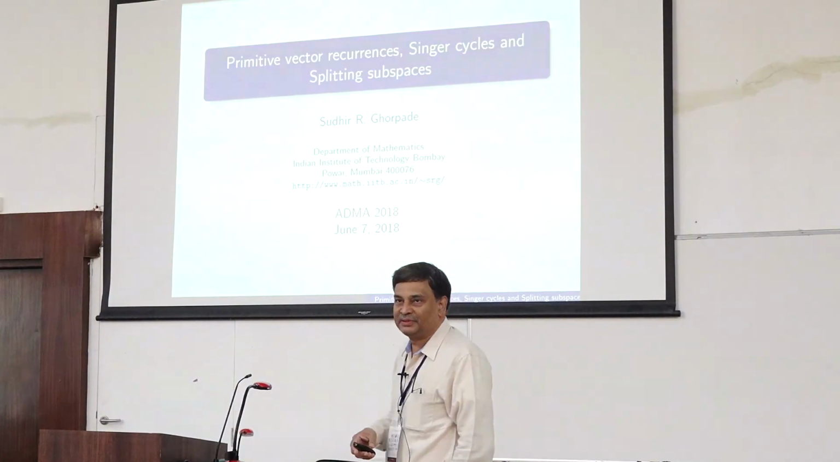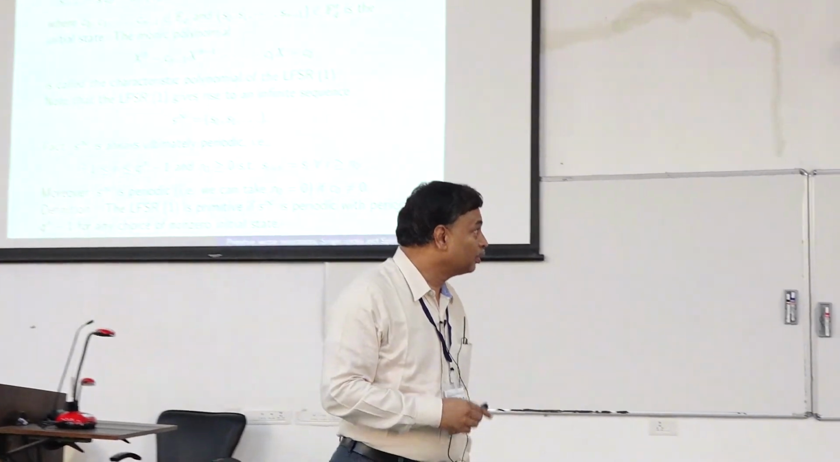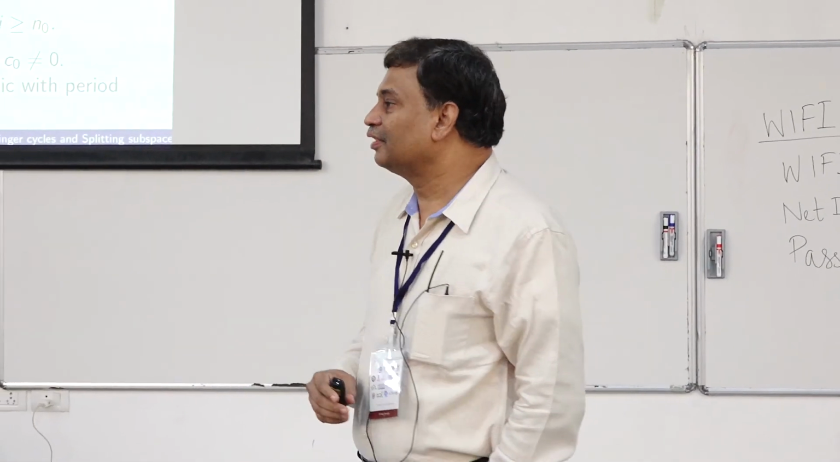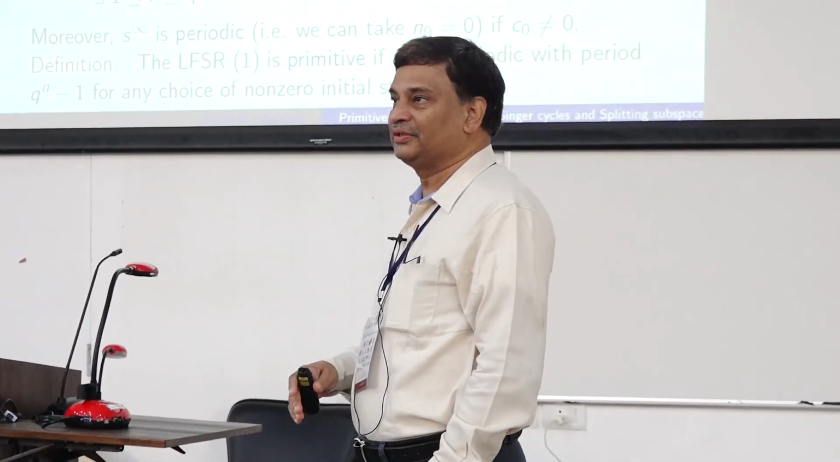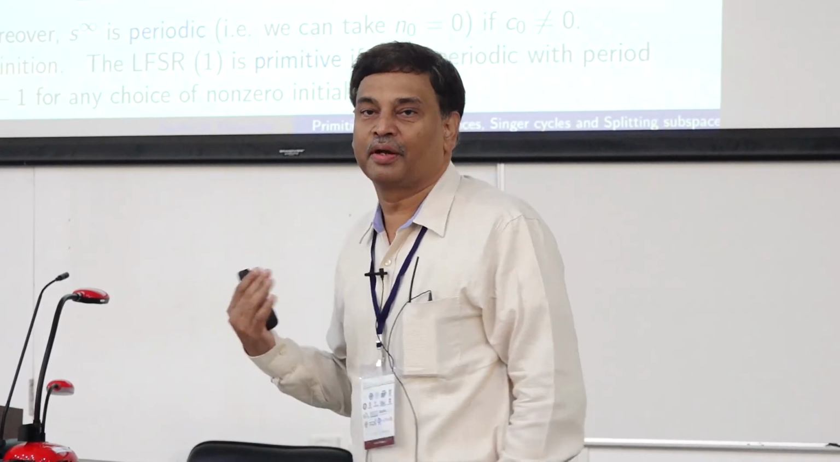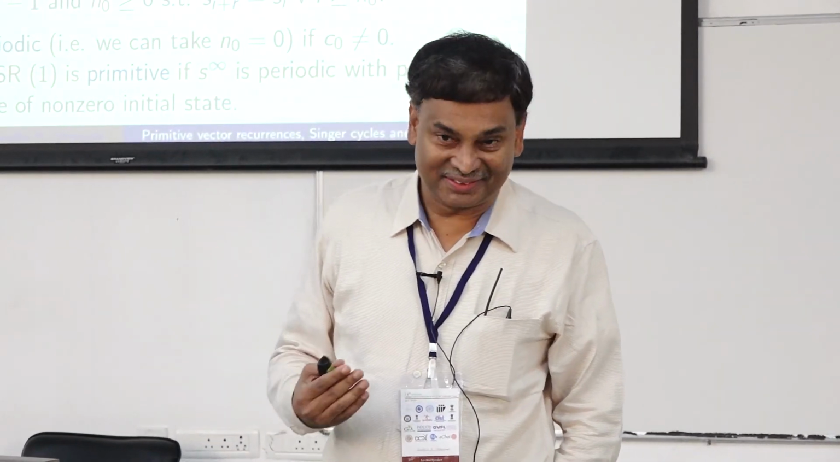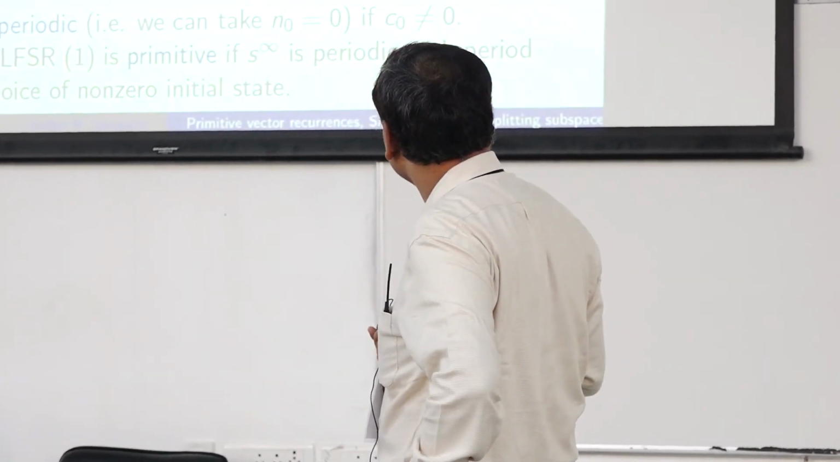I'm going to start with something that I think every cryptography expert would know about, which is what are called LFSRs. LFSR is just a shorthand for linear feedback shift register, and that's the popular parlance. In mathematics, we would call it a linear recurrence or homogeneous linear recurrence. So what is an LFSR? So here is the definition.